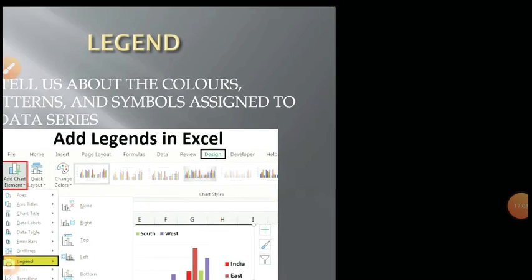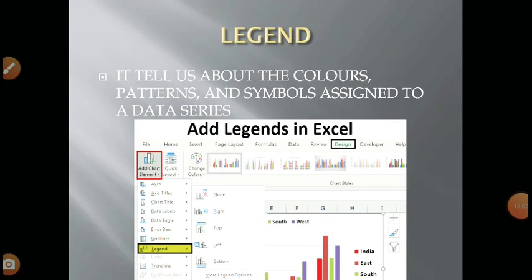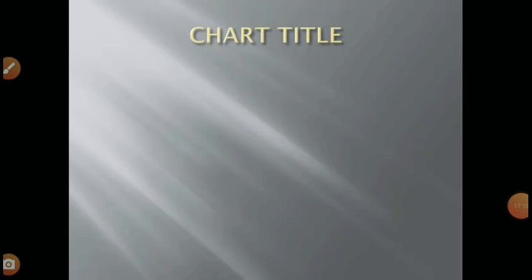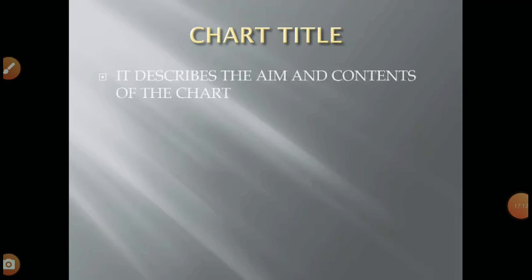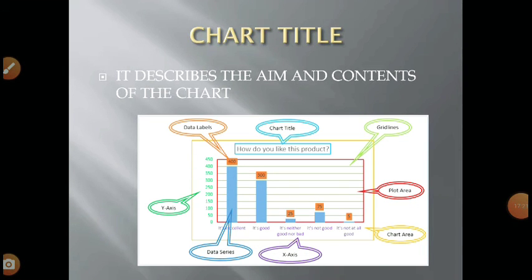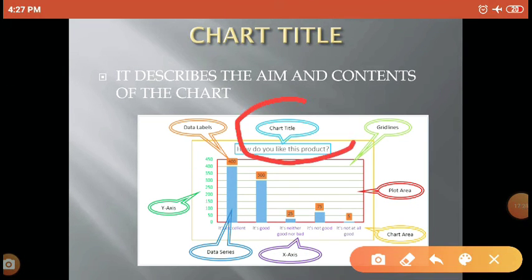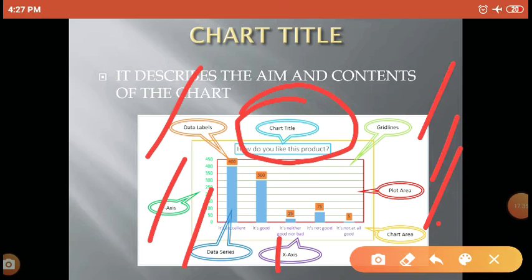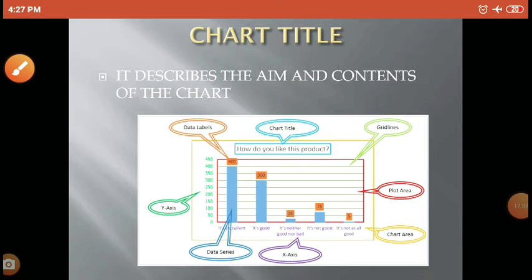Now is chart title. It describes the aim and content of the chart. What is the chart about? The name on the top, see, can you see in this picture? How do you like this product? This is our chart title. Okay class, and I marked everything in this for you. Chart title tells about the name and the title of the chart.